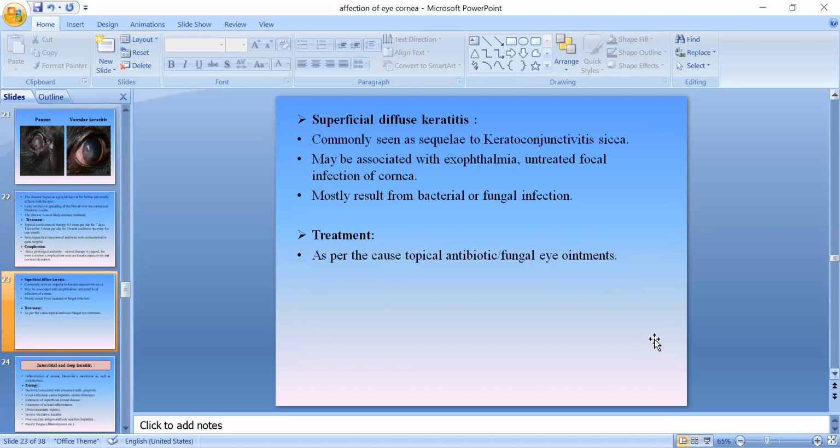Superficial or diffuse keratitis, commonly seen as sequelae to caseous. It may be associated with exophthalmia, an untreated focal infection of the cornea, mostly resulting from bacterial or fungal infection that causes caseous. Treatment is as per the cause: topical antibiotic and antifungal.